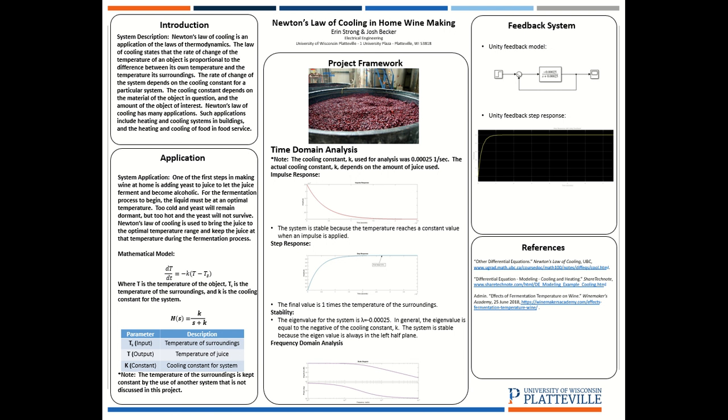Our output is T, which is the temperature of the juice, and the cooling constant K is going to be different for each system you want to look at. Now we're going to go into the time domain analysis.